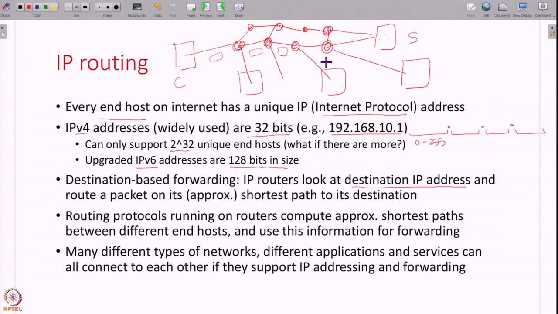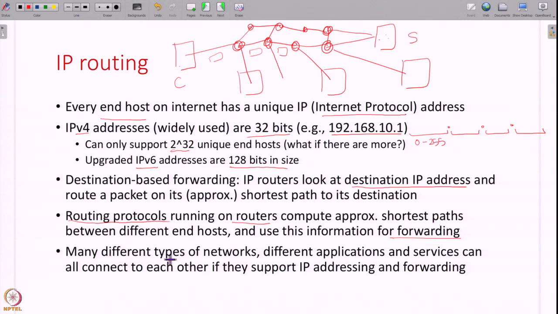Instead, these routers run what are called routing protocols, that is, they exchange messages between themselves to figure out all of these paths on the internet. These routing protocols run at the router. The routers talk to each other, exchange some information, and as a result they are able to compute the shortest paths between any two hosts on the internet, and once they know the shortest path they will use that during forwarding. So, every router does the routing protocol part, which is calculating the shortest paths, and then uses this information for actually forwarding the packets sent by the end hosts.